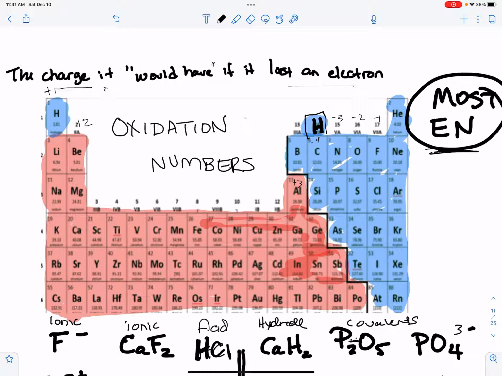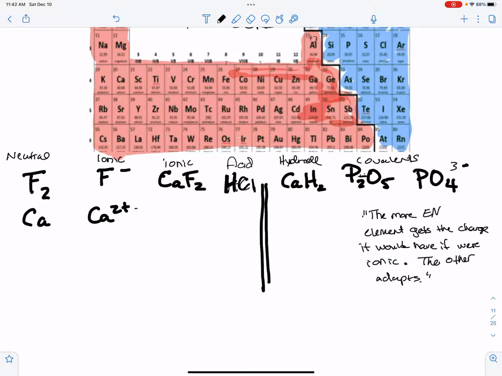All right, so oxidation numbers. This is the easy part. We're going to look at the left-hand side. If something is neutral, and I just mean an element alone, not a compound, it's got an oxidation number of 0. That's so easy. If there's no charge, it's just one element, it's 0. If it has a charge, it's just the charge. Again, that's super easy. That's what you would expect anyways.